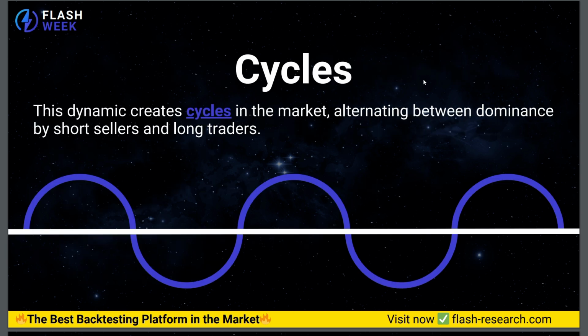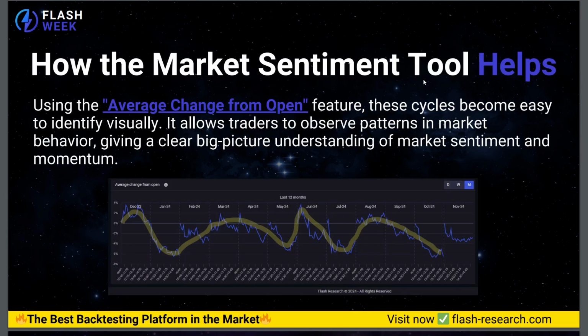So this dynamic creates cycles in the market, alternating between dominance by short sellers and long traders. So we are constantly seeing this kind of cycle, and we are constantly tracking how long this dynamic lasts, and we do it with our average change from open, a tool that is inside our market sentiment tool. For me, it's my favorite. There are more tools that we are going to show you more about, but this specific tool is really good for tracking those kinds of cycles.